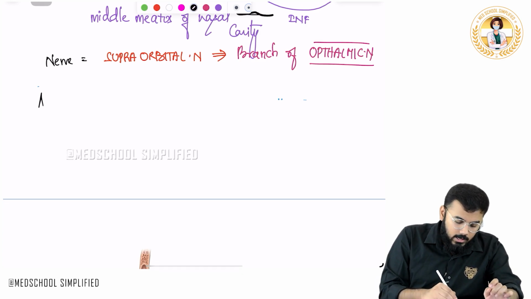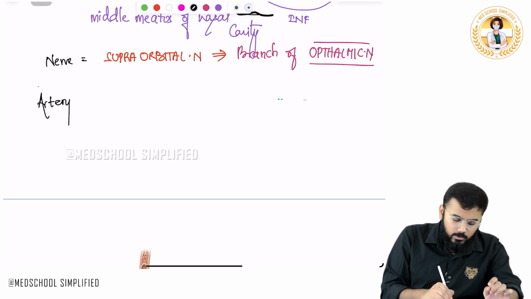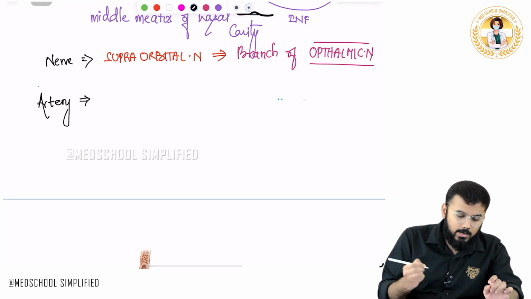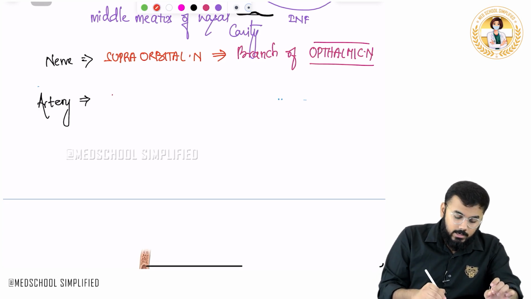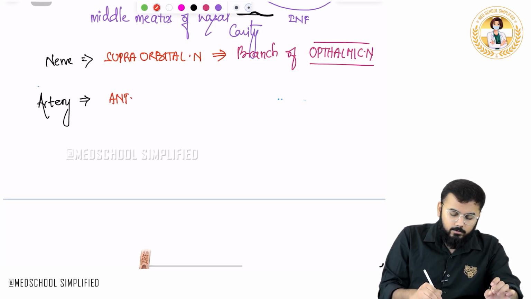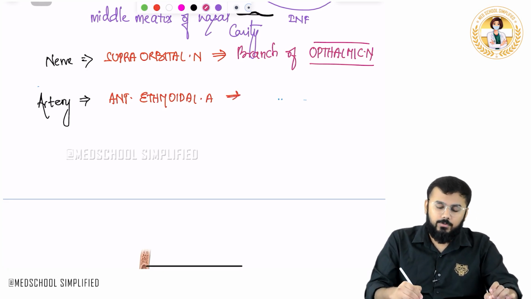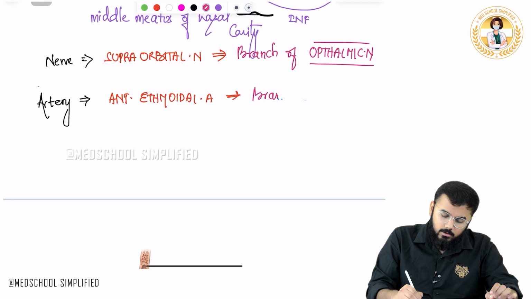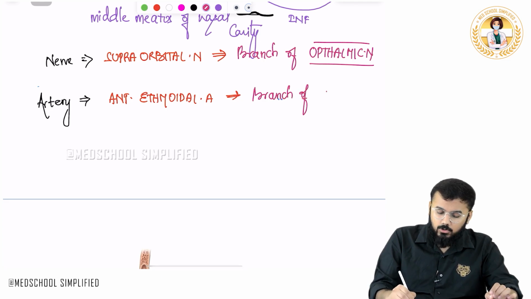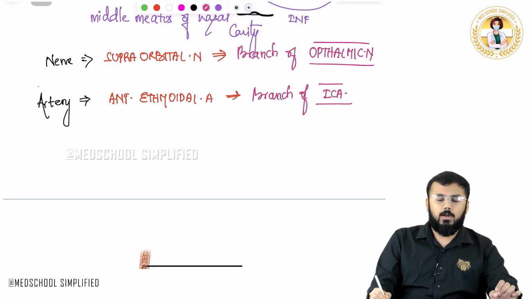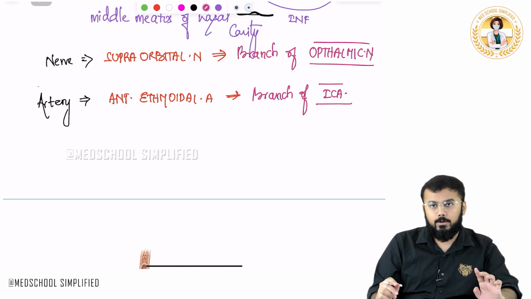Next, what is the artery? Okay. So, what is the artery over here? The artery is the anterior ethmoidal artery. And what is this anterior ethmoidal artery? It is a branch of the internal carotid artery. Okay, the anterior ethmoidal artery is a branch of the internal carotid artery.